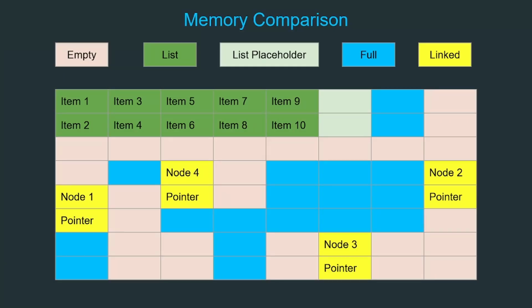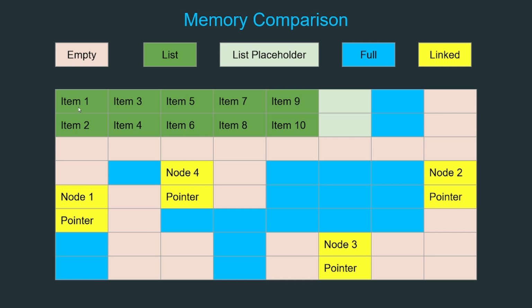Now let's compare the use cases and pros and cons for when to use lists versus linked lists. To do this, I'm going to show you a graphic that represents memory allocation. As you can see here, light green represents the memory allocated for a list, and the dark green represents the items in this list. Blue represents the memory that is already allocated to other needs, and yellow represents memory allocated to the linked list.